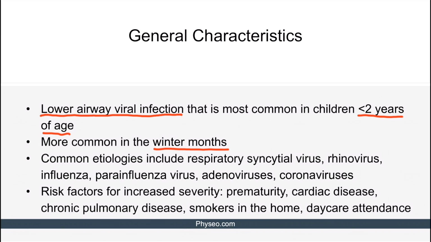Common etiologies include respiratory syncytial virus, rhinovirus, influenza, parainfluenza virus, adenovirus, and coronaviruses. There are several risk factors that increase the risk of having severe or complicated bronchiolitis. These include prematurity, congenital cardiac disease, chronic pulmonary disease, smokers in the home, and daycare attendants.